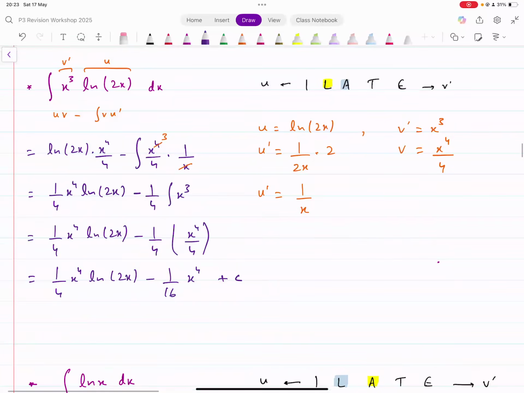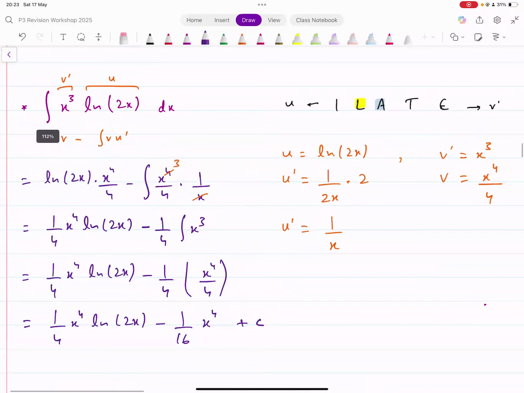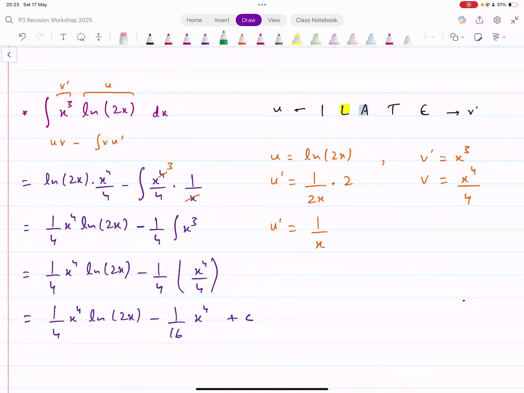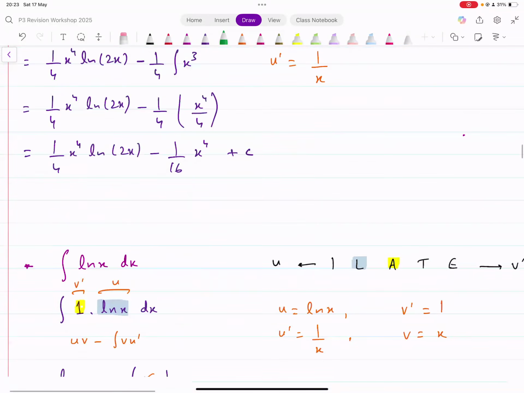Okay. This is another example, x cube into ln of 2x, you can integrate it using integration by parts. It's also a product. In this case, one is algebraic, the other is logarithmic. You'll take the logarithmic as u, right? Because that's on the left side there, and algebraic as v dash. Find u dash and v, input them in the formula, and you get the result from that. You can have a look at this working.